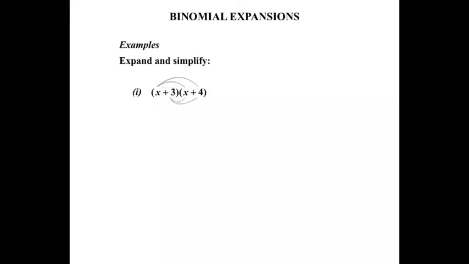So let's see how we're going. Starting off with that x, we're going to multiply with the x there, gives us x squared. Then the x gets multiplied with the positive 4, giving us plus 4x. So that's taken care of that x. So we move on now to the positive 3. It gets multiplied by the x to give us plus 3x. And then the positive 3 gets multiplied by the last term there, plus 4. 3 times 4 is 12, so we get plus 12. So that's the expansion done.